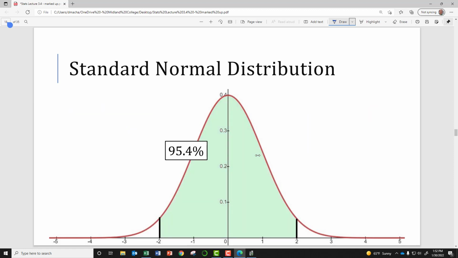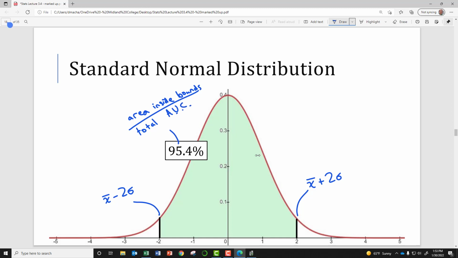If I extend this a little bit and I go up to this point, which is the mean plus 2 standard deviations, and I extend it down in this direction, so I get the mean minus 2 standard deviations, and I consider all of the area inside this bounded region, this is the area inside the bounded region divided by the total area under the curve. I guess I'll write area under curve like this. And basically what this is saying is the area in green here represents 95.4% of all the area under that curve.